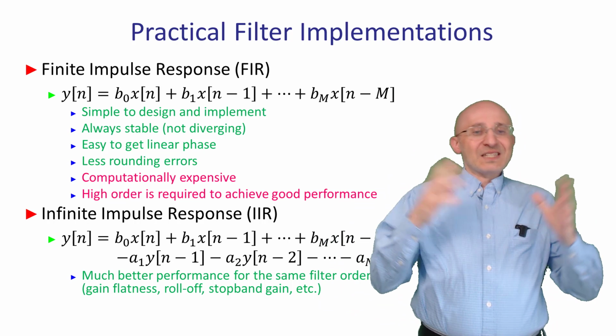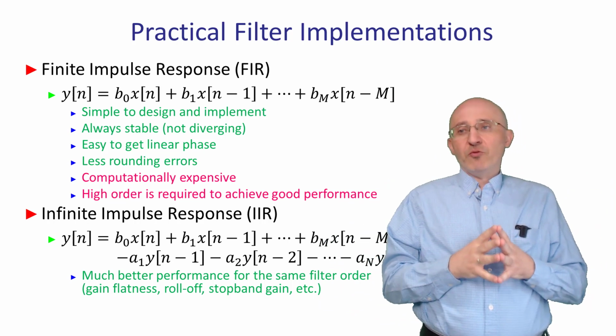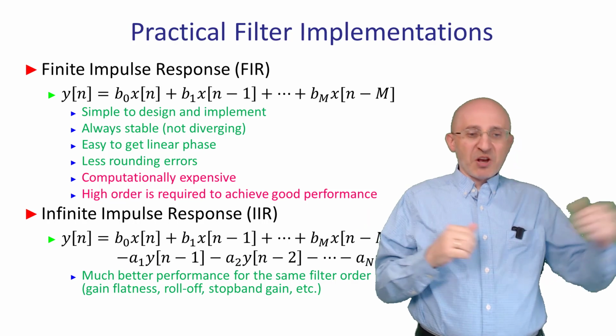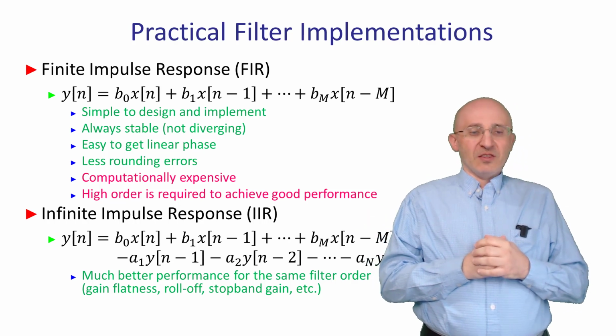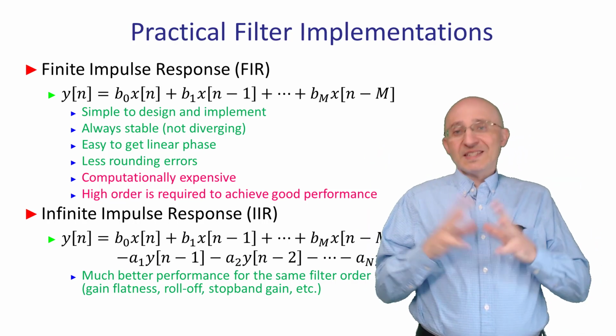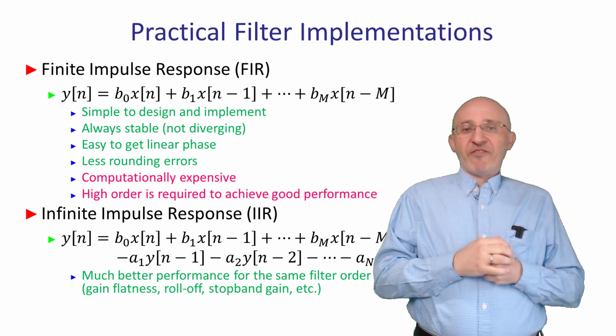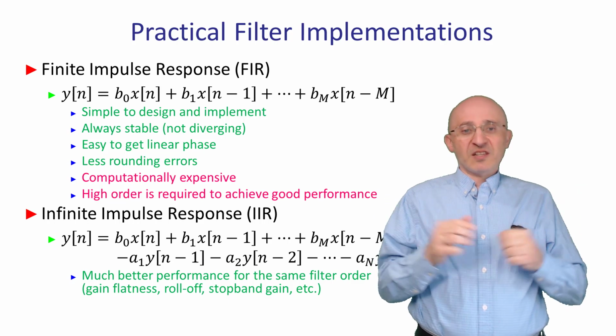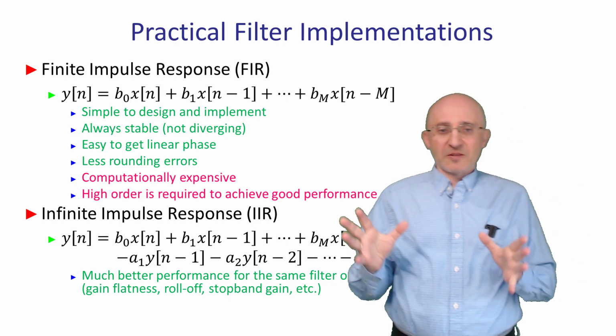Now, to get same performance like IIR filter, you will clearly need much higher order of the system, which means you will need to take much longer history in your coefficients. And in that sense, typically for FIR filters, you need very long signals to be processed. Short signals are not processed well by FIR filters.